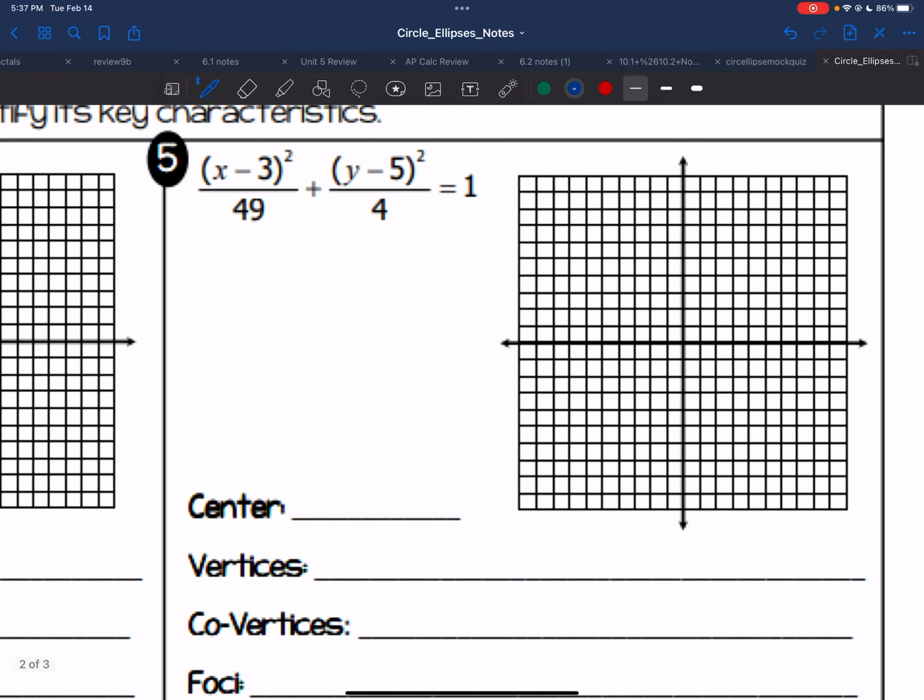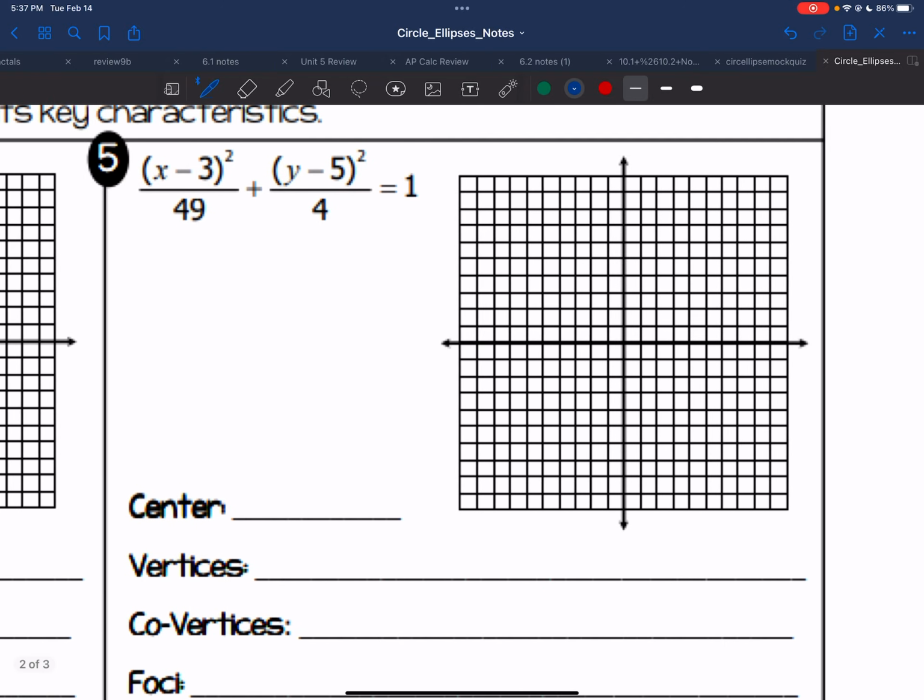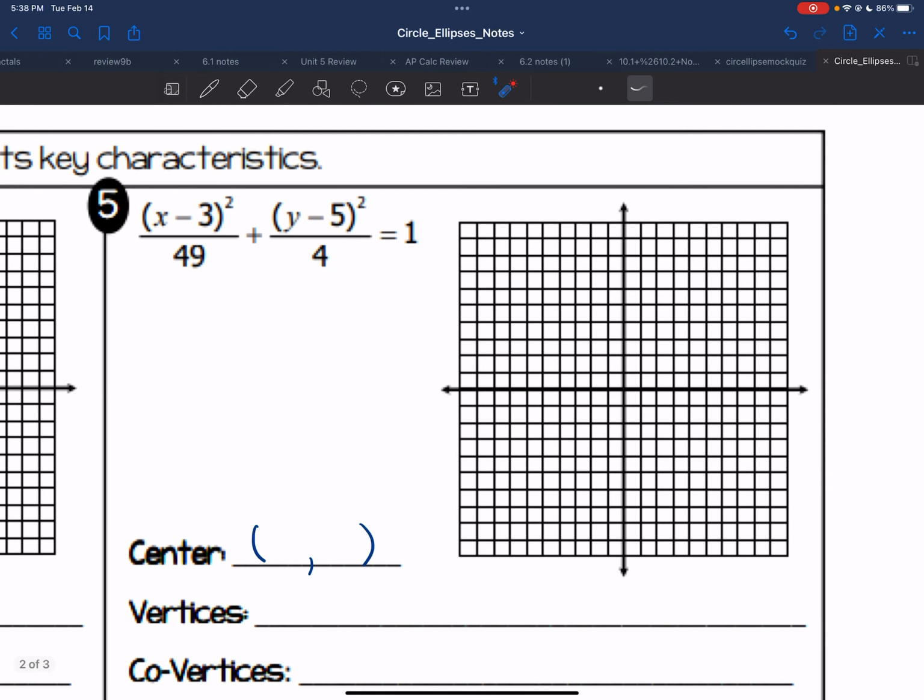This is going to take one more step for us. I'm going to fill this out as we go. My center is based on what's happening inside my parentheses. So x minus 3 means that I have an x value of 3 as my center, and then the minus 5 means I have a 5 as my center. So 1, 2, 3, and 1, 2, 3, 4, 5. This is the center of my ellipse.